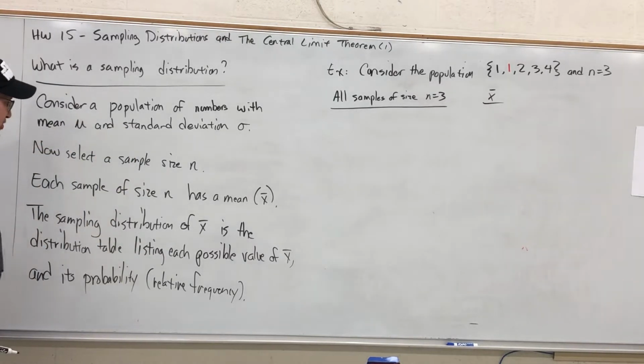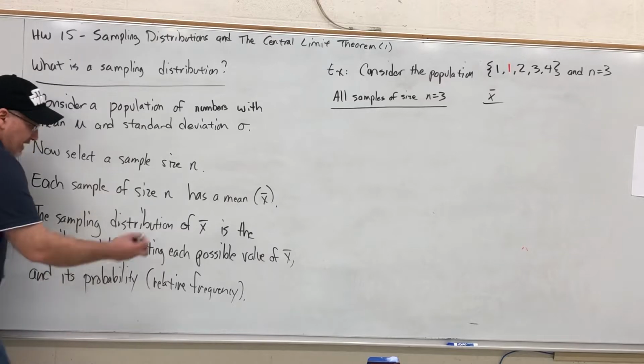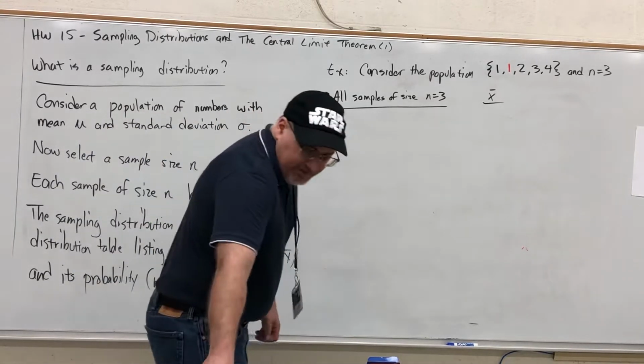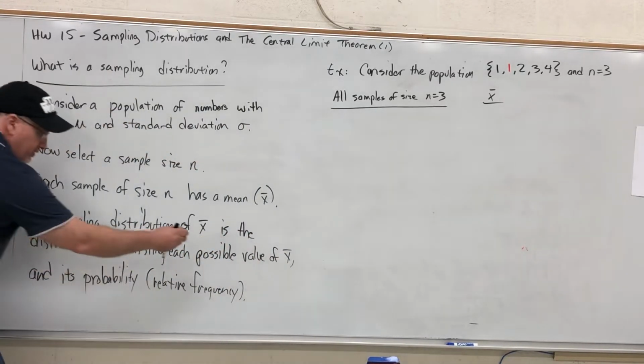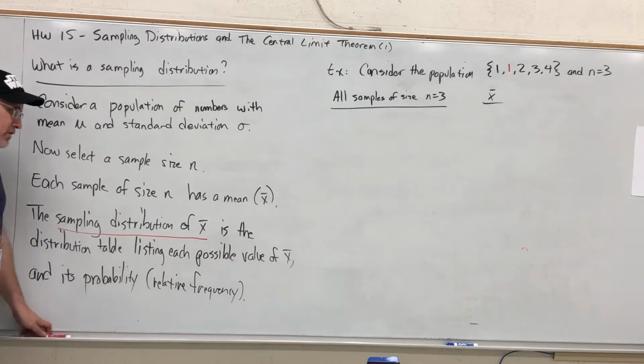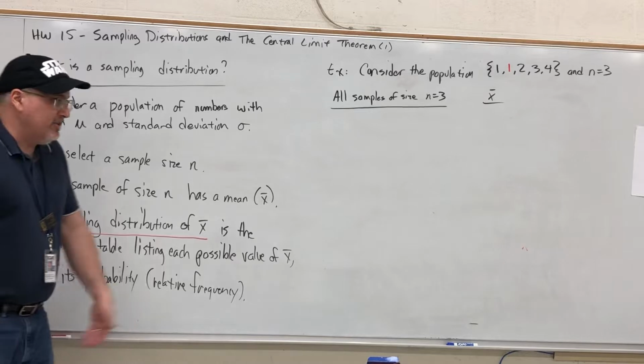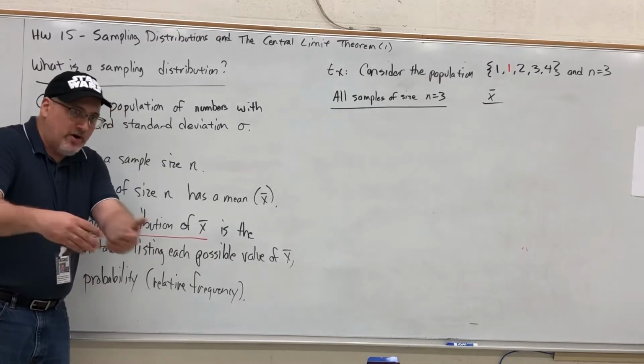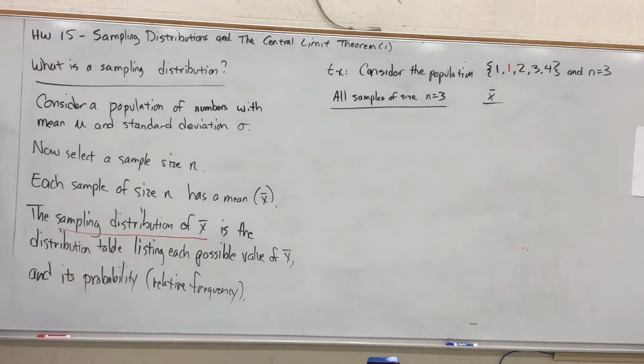So what's the sampling distribution of x bar? Let me underline this in red, because that's really the main idea of this video. What's the sampling distribution of x bar? Well, it's just a distribution that lists all the possible values of x bar and the probability that they're going to occur. Just like a regular distribution.